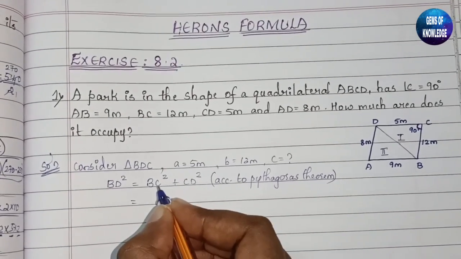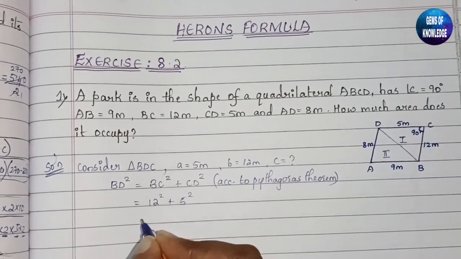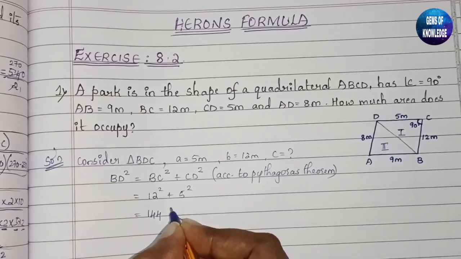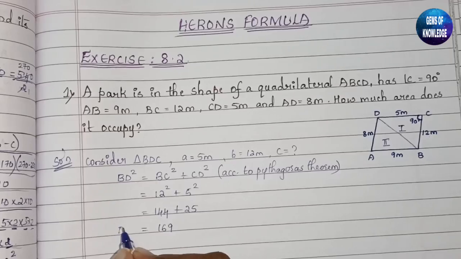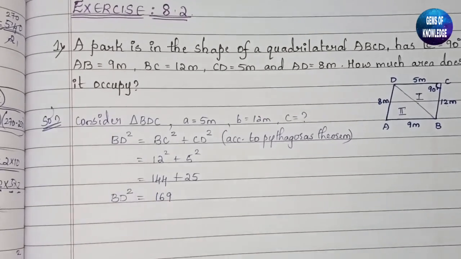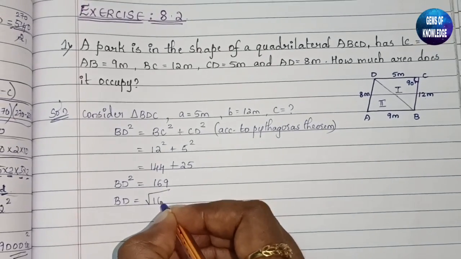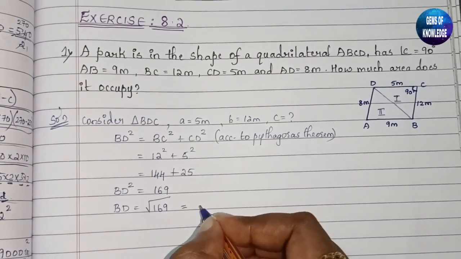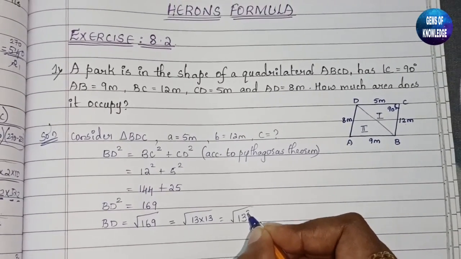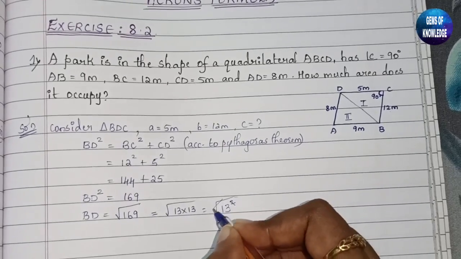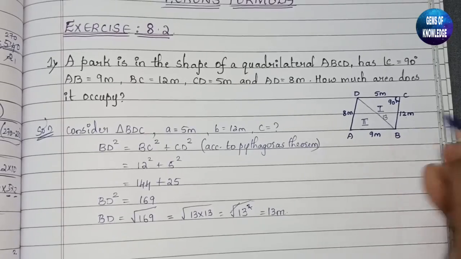Now let us substitute. BC we have 12 meter, that is 12 square, and CD is 5 square. So 12 square is 144 plus 5 square is 25. If you add both, we get 169. So BD square is 169. Removing the square, BD is equal to root of 169, which is root of 13 into 13, that is root of 13 square. Now this square and this root cancel, and we are left with 13 meter. So BD we got as 13.